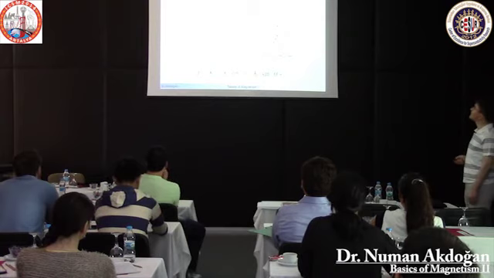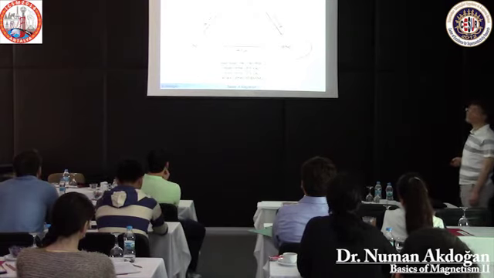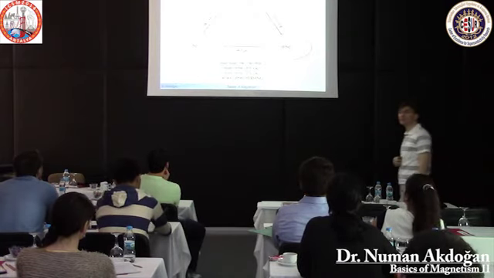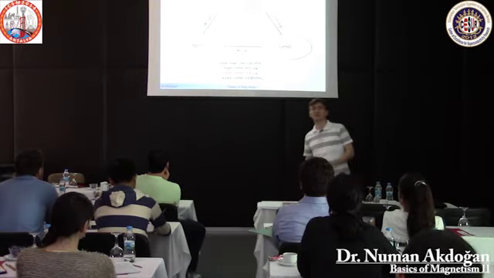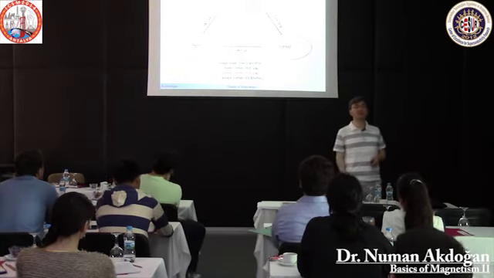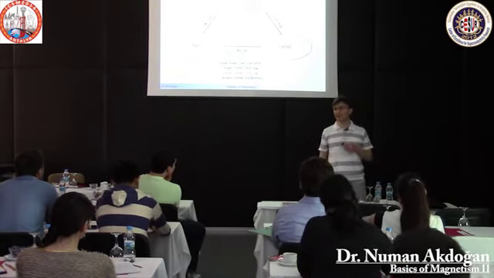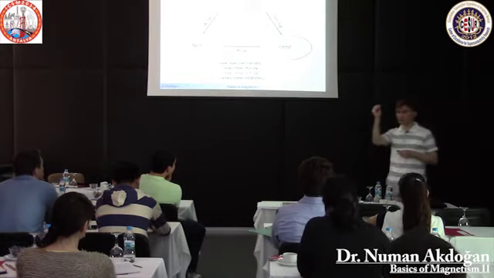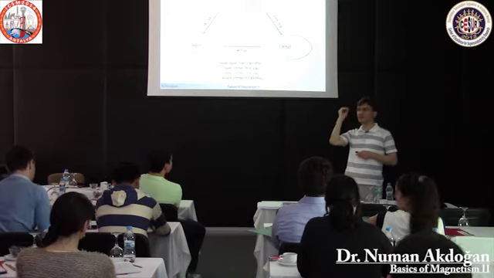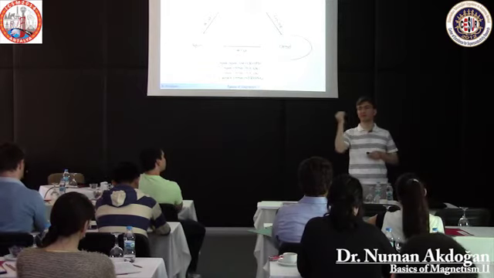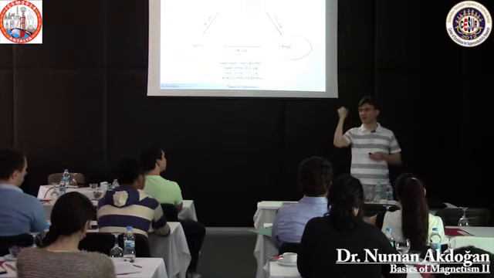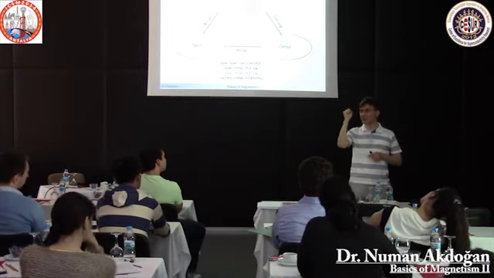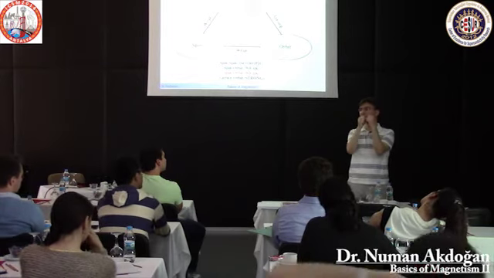I will skip this one. So what is the origin of magnetic anisotropy? The origin of magnetic anisotropy is spin-orbit coupling, okay? We have, for example, an electron, okay? And this electron is traveling around the nucleus. It has an orbit, and it also has spin. And spin and orbit interact, okay?